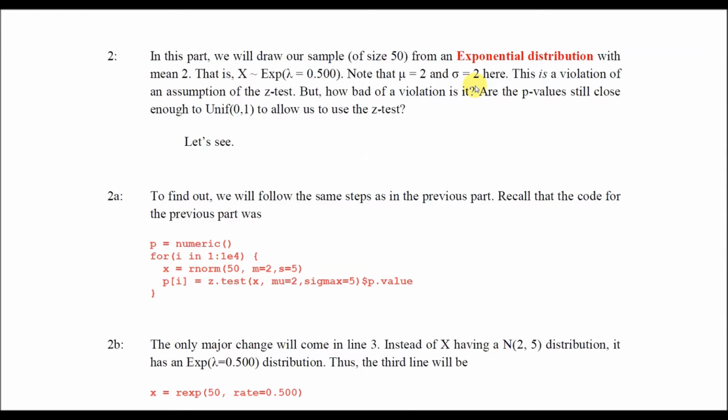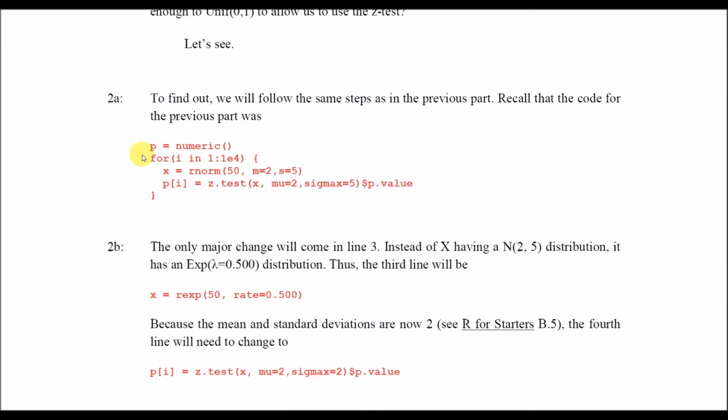Now note that this is a violation of one of the assumptions of the z-test. But how bad of a violation is it? If all we have on our desert island is the ability to do a z-test, and we know that our data is exponentially distributed, are we committing a sin? Can we still get away with doing a z-test if our data is exponentially distributed and our sample size is 50? Well, let's see.